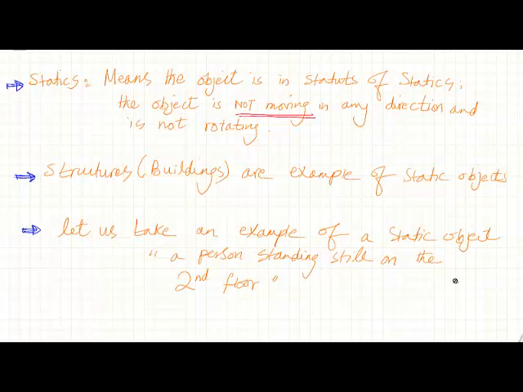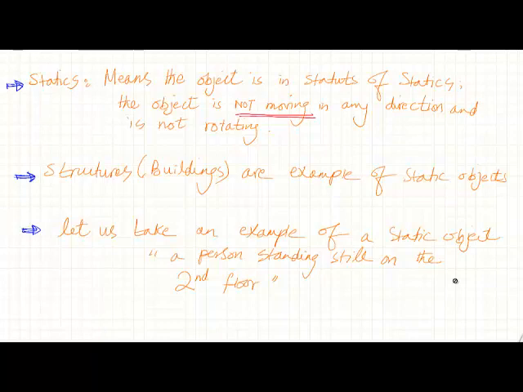Statics. The definition of statics means the object is in a status of statics. What does that mean? It means the object is not moving in the x direction, is not moving in the y direction, and is not rotating about any point. That is the definition of statics. So it is staying still.